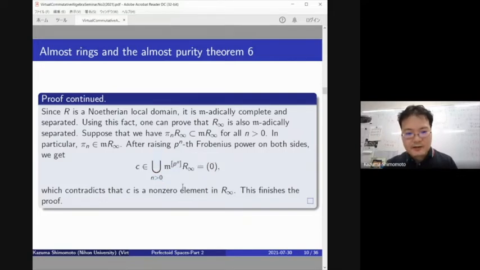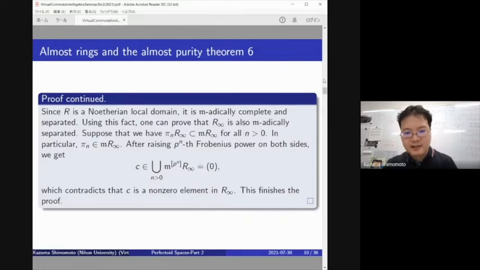Sorry, I think this should be intersection. Because this is arithmetically separated, that means if we take a higher power, then this eventually goes to 0. So this should be intersection. However, we don't take C to be the 0 element. So this is a contradiction.